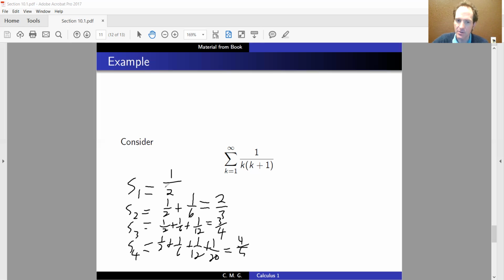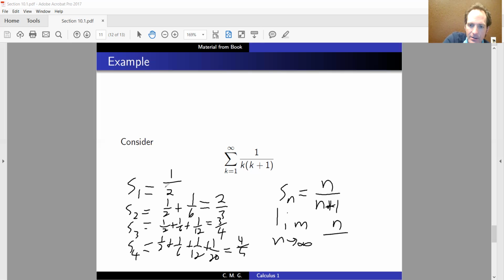So this is great. What I get out of all of this is some notion of where this goes. And so if I look at the partial sums, Sn is just going to be n over n plus 1. And so if I take the limit as n goes to infinity of n over n plus 1, what I get is just 1.